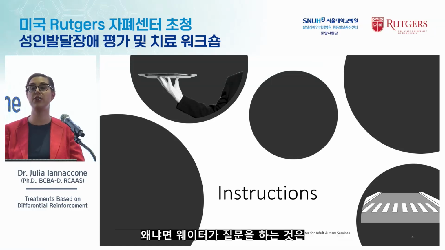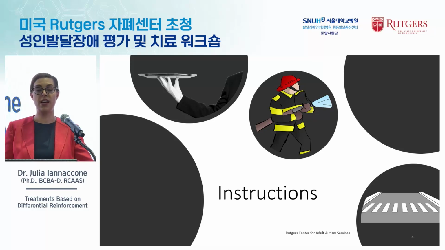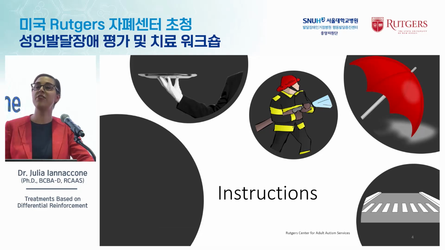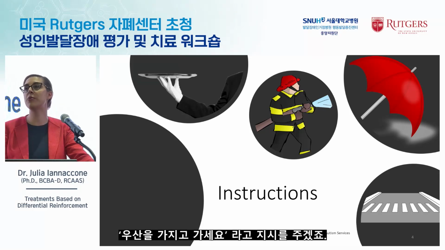If you're at a restaurant and your waiter asks you, "What can I get you?" That's a form of an instruction. They're asking for you to provide them more information. If your house is on fire and a firefighter tells you to evacuate the house, that's a very important instruction, but an instruction nonetheless. If it's raining outside and you're telling your client, "Oh, grab your umbrella on your way out," that's an instruction.